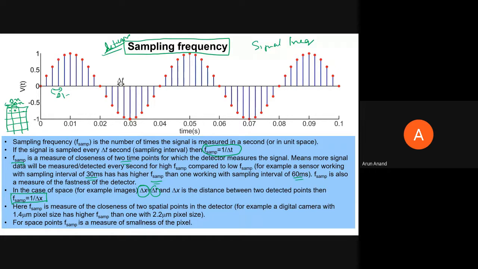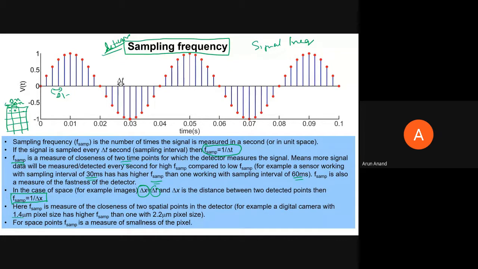It's in space, so it doesn't matter whether it is in time or space. The things we talk about hold for both signals in time as well as signals in space. So sampling frequency is how close two points are. Smaller delta x means higher sampling frequency, which means the points are closer.